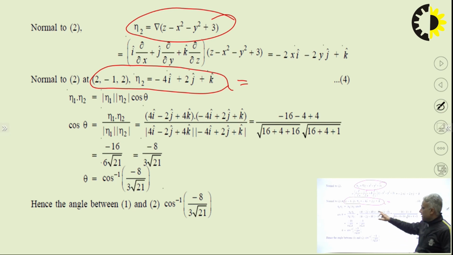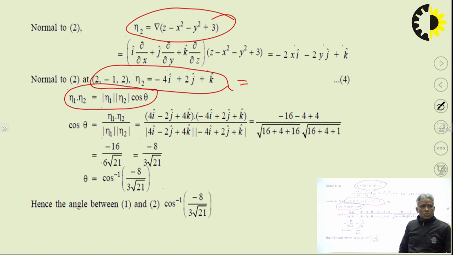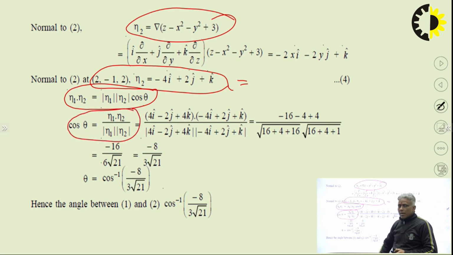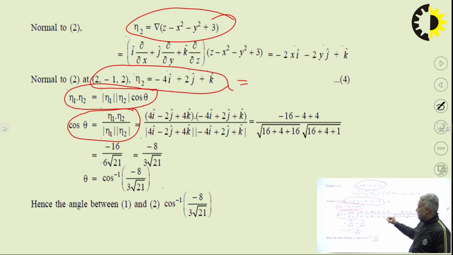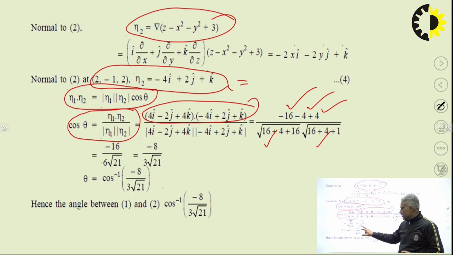Students study that a dot b is equal to modulus of a, modulus of b and cos theta. So how to calculate cos theta? Cos theta is equal to a dot b upon modulus of a, modulus of b. In this way we can calculate the dot product of two vectors. Students study this in the 12th level. 4 4s are 16, I write here, 2 2s are minus 4, I write here, and 4 1s are 4, I write here, and the magnitude of both is written here.